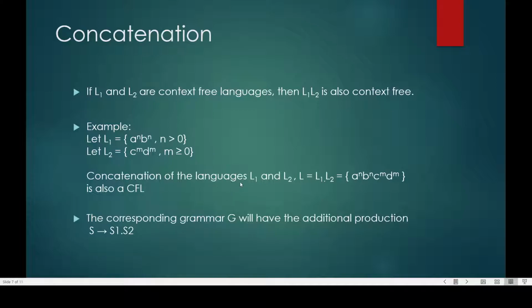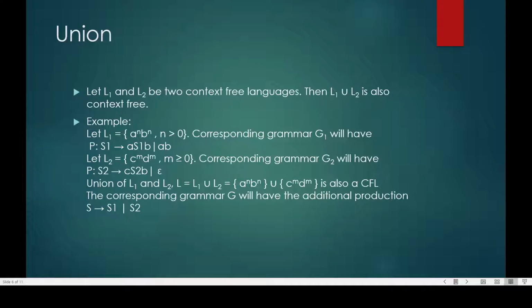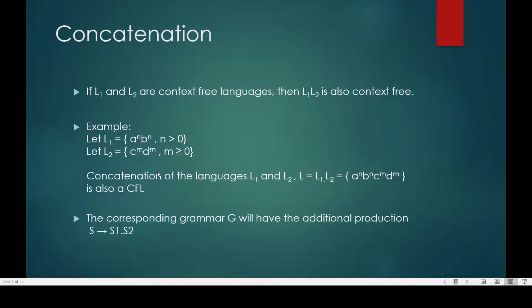So the concatenation of languages L1 and L2 would be L equal to L1.L2, which will be AⁿBⁿCᵐDᵐ, which we can see is also a context-free language, and the corresponding grammar will have the additional production. We will add one more production to the grammar which already exists, where the starting symbol would be S goes to S1 S2, and below that we will write S1 as this and S2 as this. So that was concatenation.